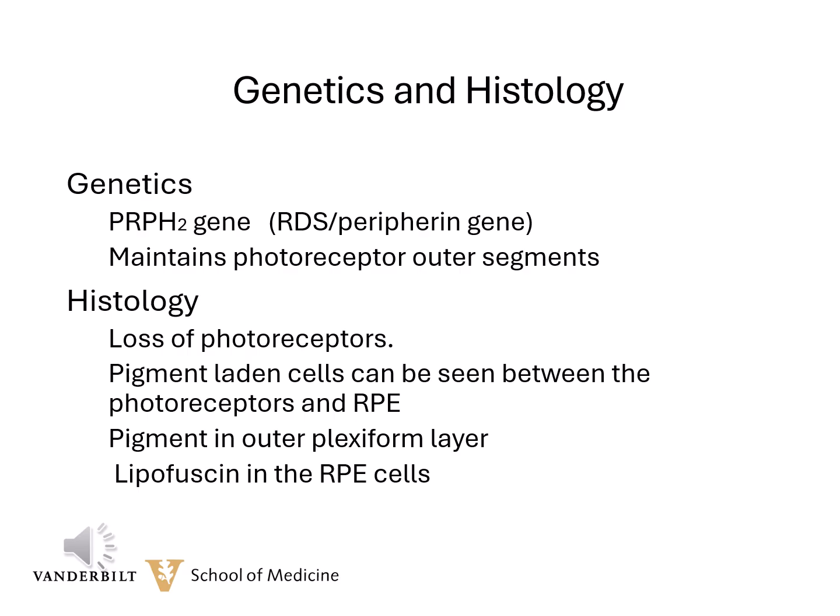While there are many different clinical appearances and presentations to pattern dystrophy, they have a common mutation in the PRPH2 gene, or the RDS gene, or the bestrophin 1 gene. Pathological studies have shown defects in the outer disc segments, which lead to a secondary change in the pigment epithelium. There's also a loss of the photoreceptors, and pigment-laden cells can be seen between the photoreceptors and the pigment epithelium. Occasionally, you can also see pigment in the outer plexiform layer, and there's a buildup of lipofuscin in the RPE cells.